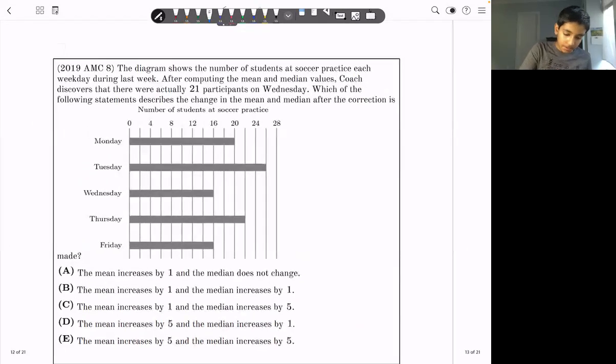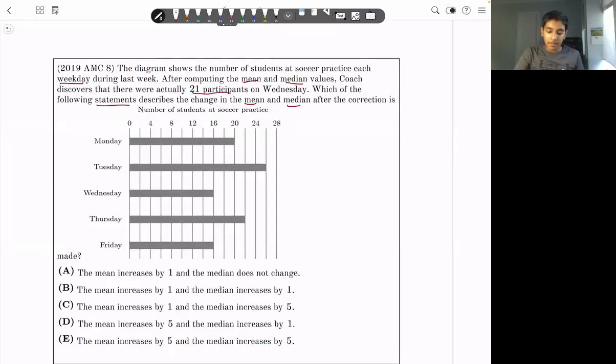Here's another graph problem. The diagram shows the number of students at soccer practice each weekday during last week. After computing the mean and median values, the coach discovers that there were actually 21 participants on Wednesday. Which of the following statements describes the change in the mean and median after the correction?